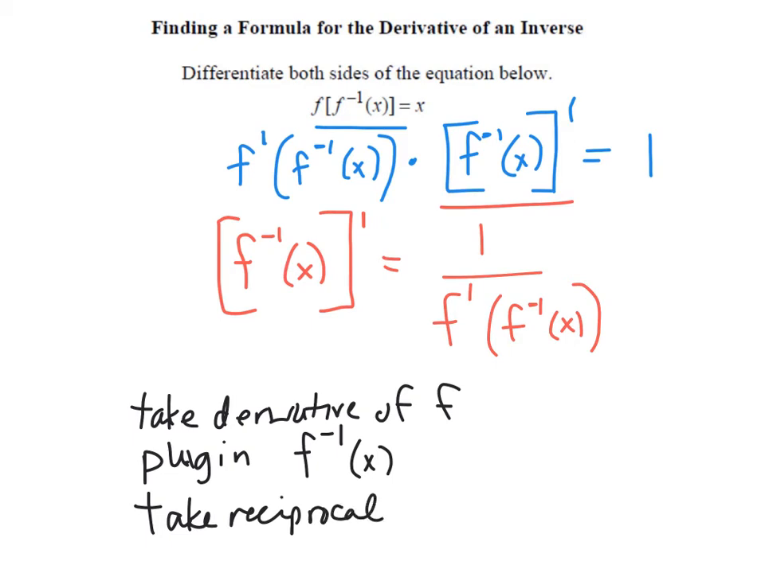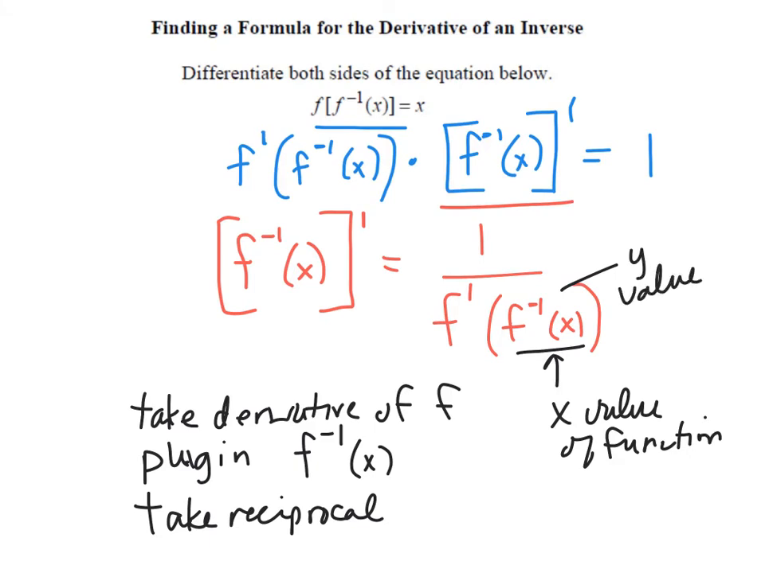So what is f inverse of x? Well, this is a y value. So the y value of the inverse is the x value of the function. You see how this gets a little confusing, x and y switch. So let's see what this looks like in a problem.